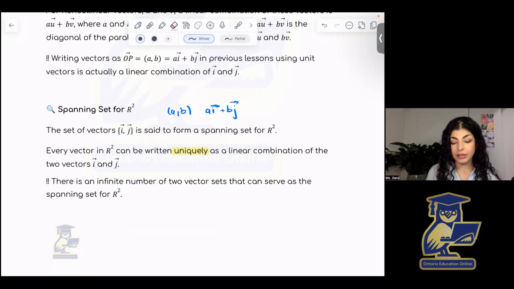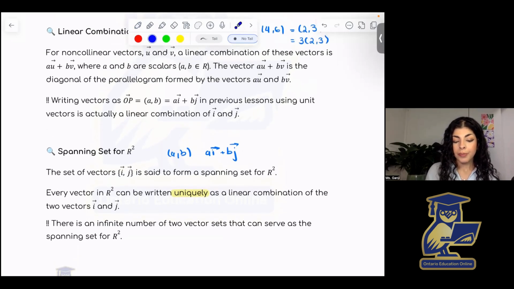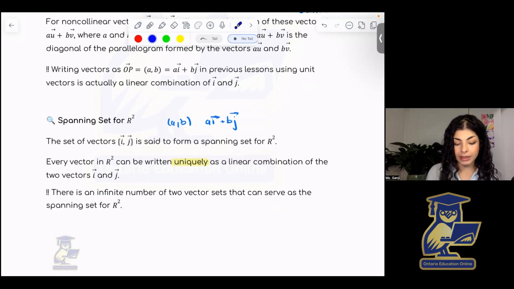Now, actually, there's an infinite number of two-vector sets that can serve as the spanning set for R squared. As long as they are non-collinear vectors, then any two vectors that you pick and put in a set will be a spanning set for R squared, which means that you can choose two coefficients that are two scalars in the set of real numbers, and you can form any other vector in R squared using just those two vectors.